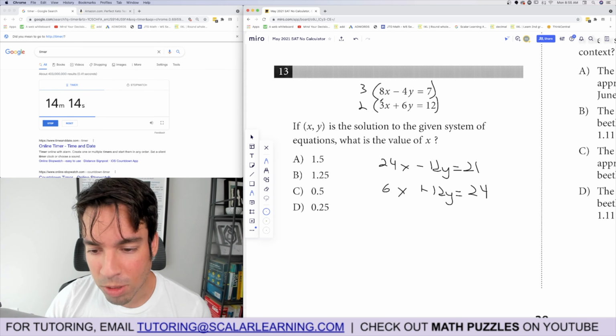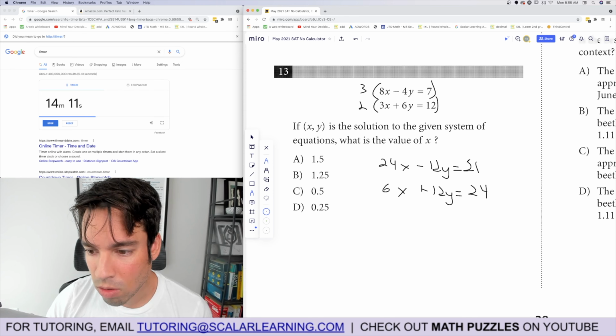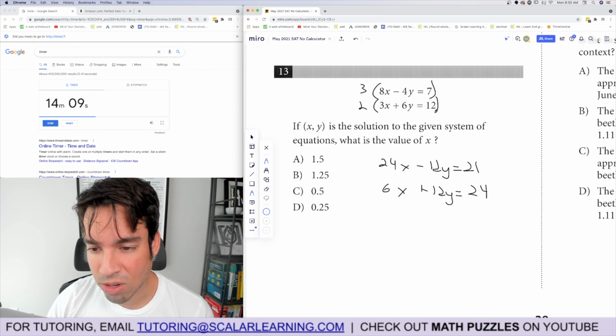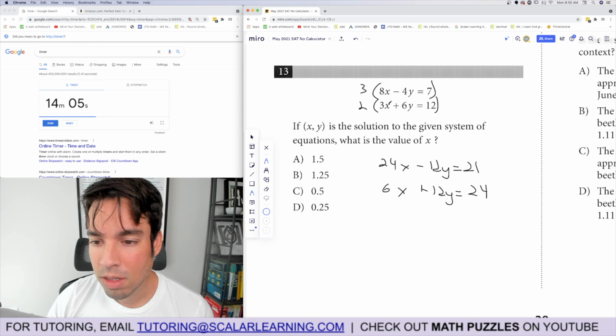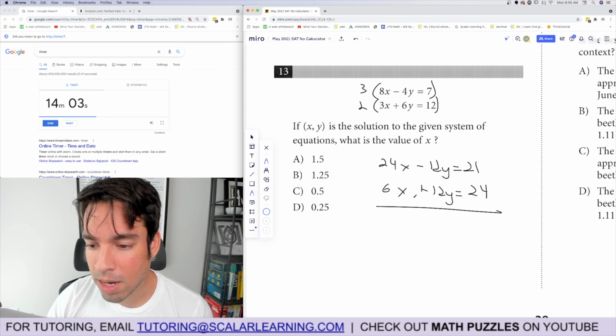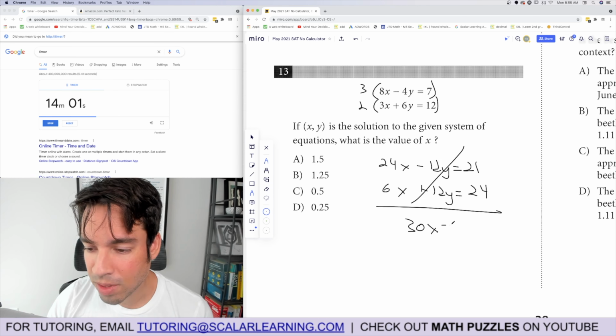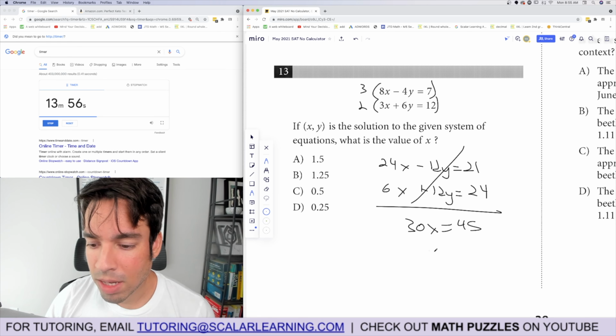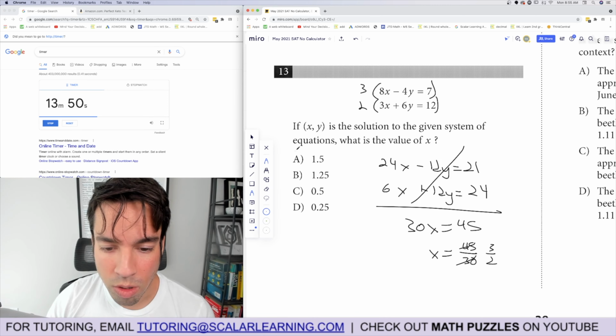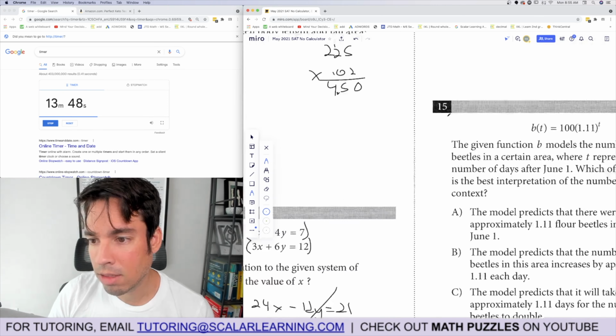I'm going to double check my numbers to make sure I didn't make any silly mistakes. 24, negative 12, 21. Sometimes I've forgotten to distribute right to the other side. And then you're kind of hosed. You have to back it up. 6x, 12y, 24. Okay, combine, cancel. 30x equals, what is that, 45? 45. So divide by 30, x equals 45 over 30. Divide top and bottom by 15. That's 3 over 2, which is 1.5. Done.